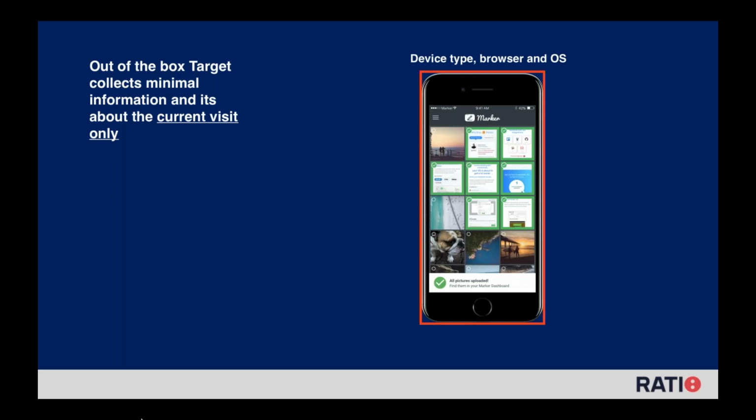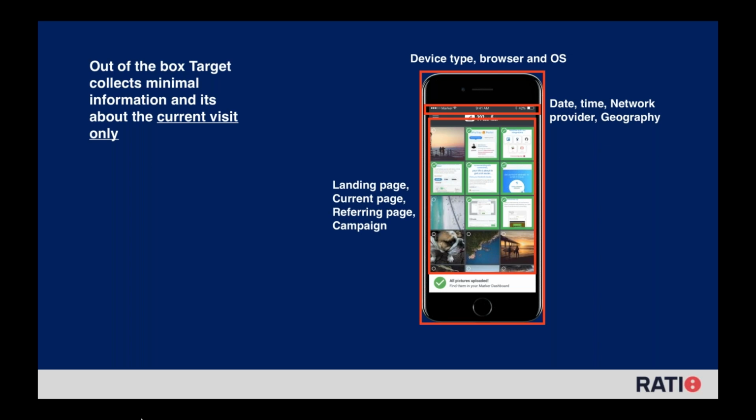So it's looking at, for example, what type of device someone is accessing your website with, what their browser and operating system is. It's looking at what the date and time is, what is the network provider or the internet service provider that they're using to access your website, where they are geographically, and it's looking at information about the pages that they visited, but only a limited amount of information, being what was their entry page, or where did they land on the website, what page are they on currently, and what page were they referred from immediately preceding their current page view.